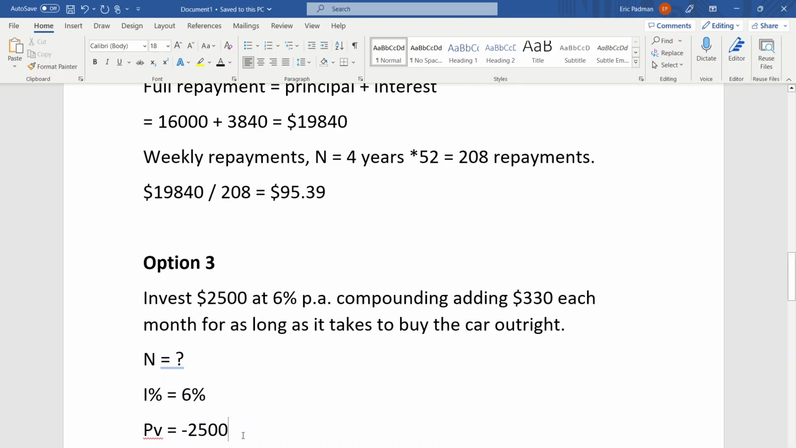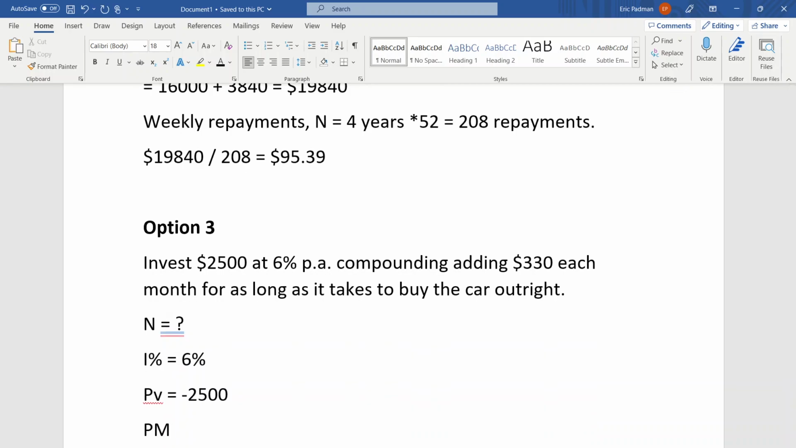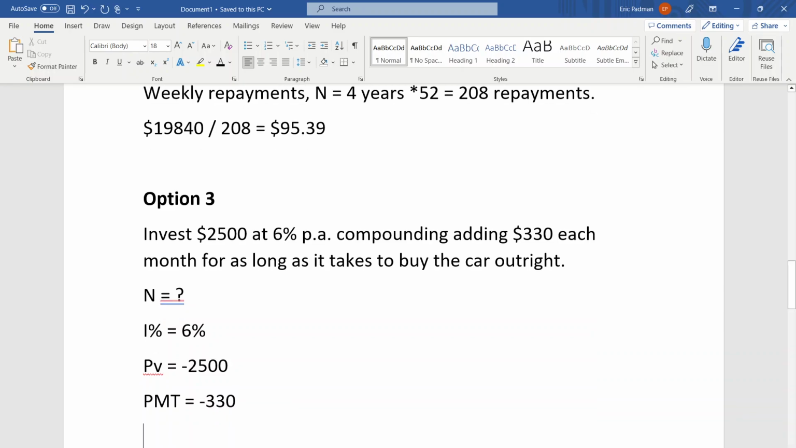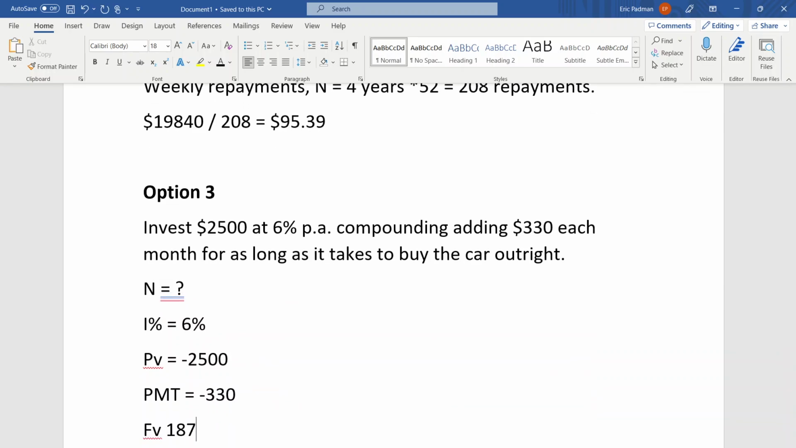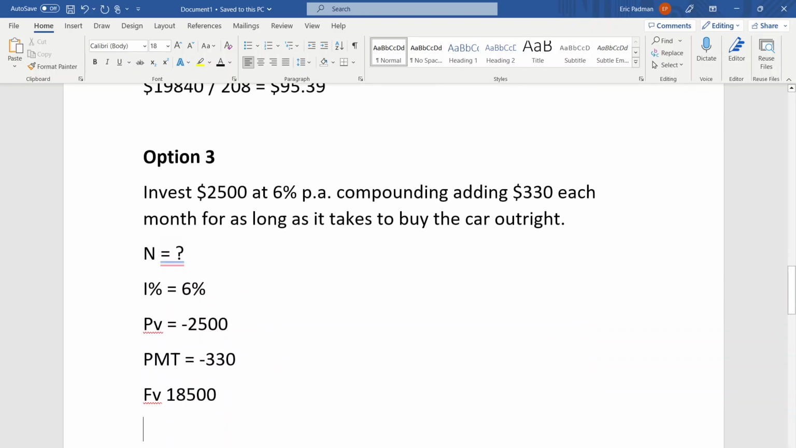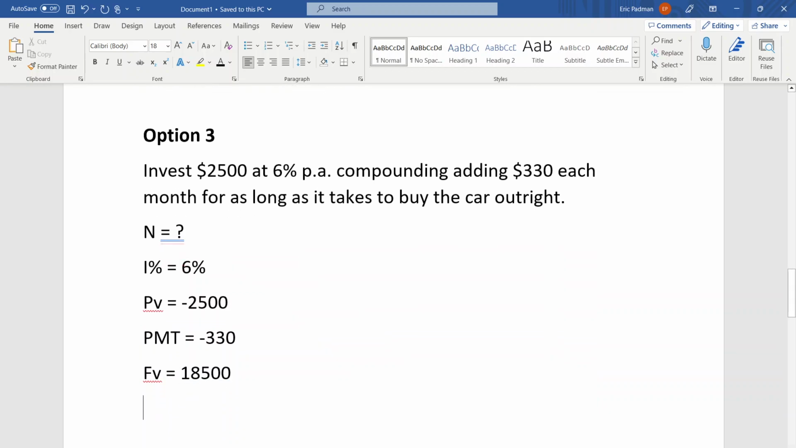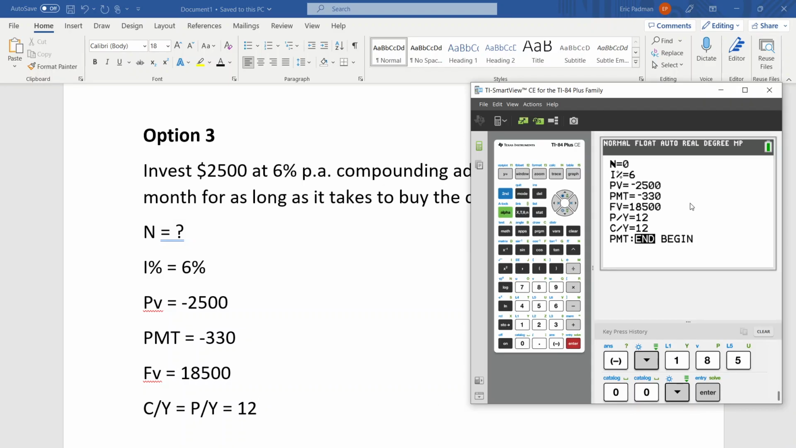So PMT equals negative, future value 18,500. And what else do we have? P/Y equals 12 because we're doing this monthly. All right, so let's just find out what that does.